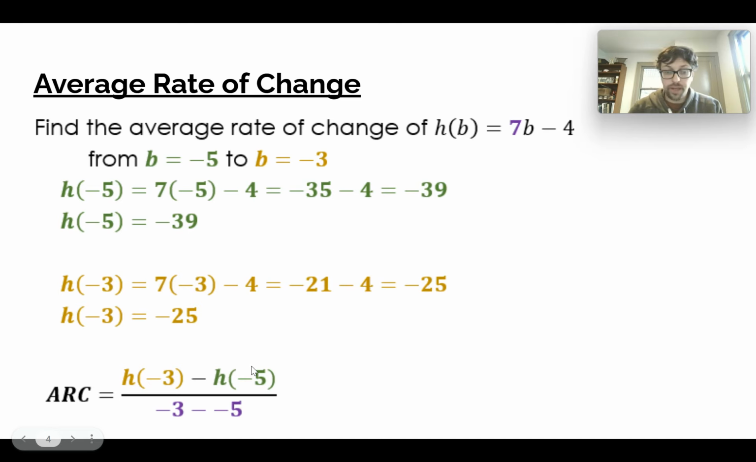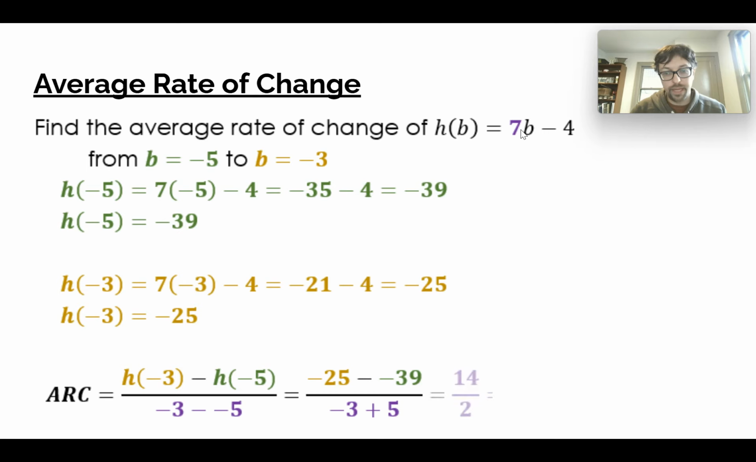Then we just need to simplify this down. We plug in our things. That minus minus becomes a plus. We've got negative 25 minus negative 39. We're all done simplifying. This better be a 7. So we get 14 divided by 2. Yep, that is a 7. So our average rate of change thing is producing what we were expecting.